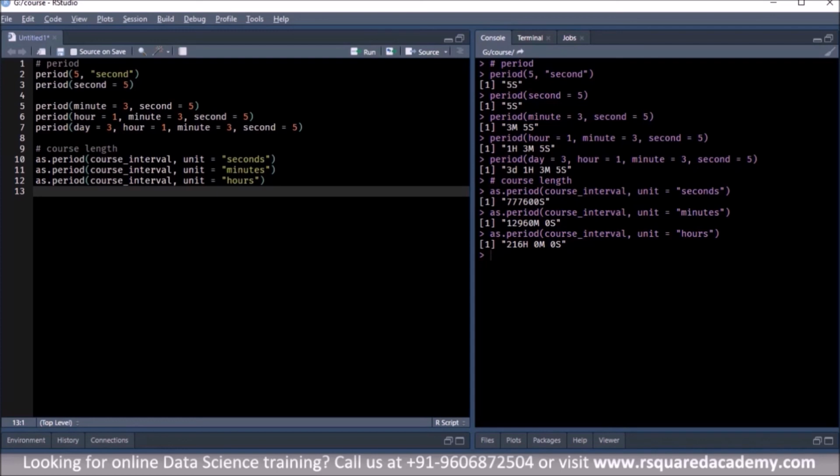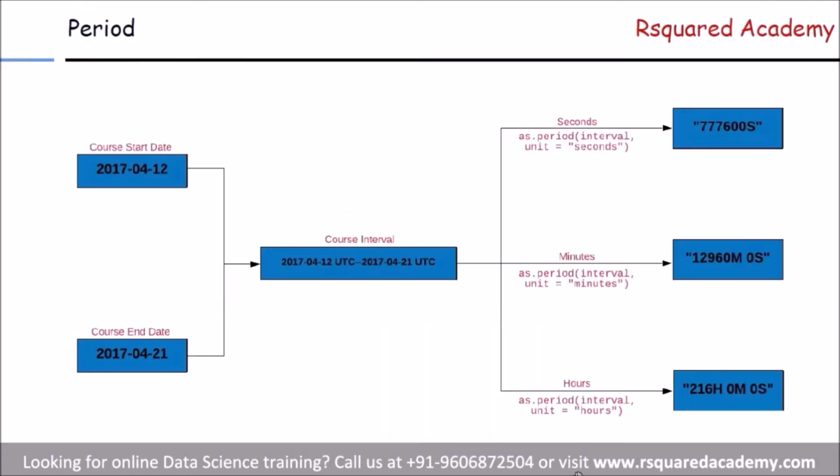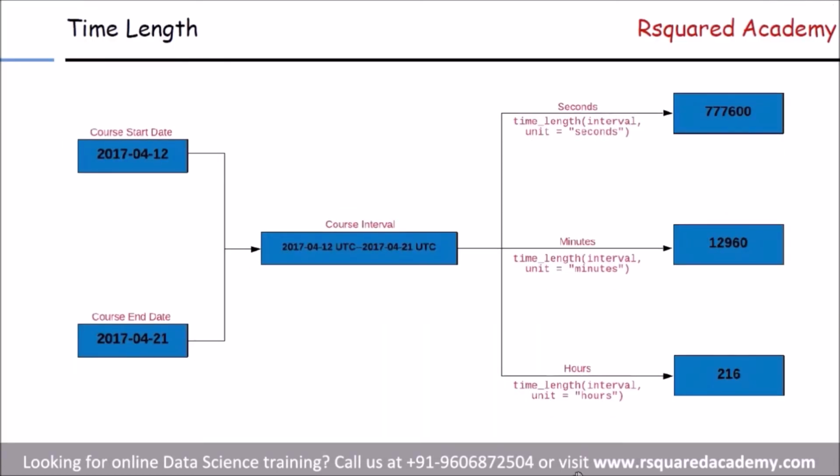This looks different. Now there is one more function that I want to take you through, which is time length, right? Time length computes the exact length of a time span, right? That it could be duration, interval or period, right? It could be any of the three, duration, interval or period, and you can use time length to compute the exact length of a time span, right? So now here, since we have the course interval, let us try to compute the length of the course using time length as well, right?